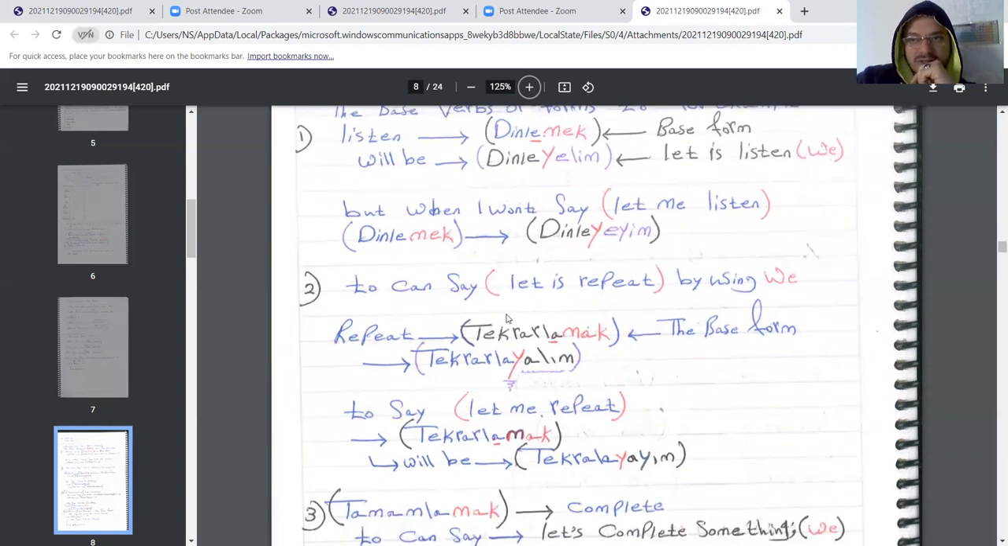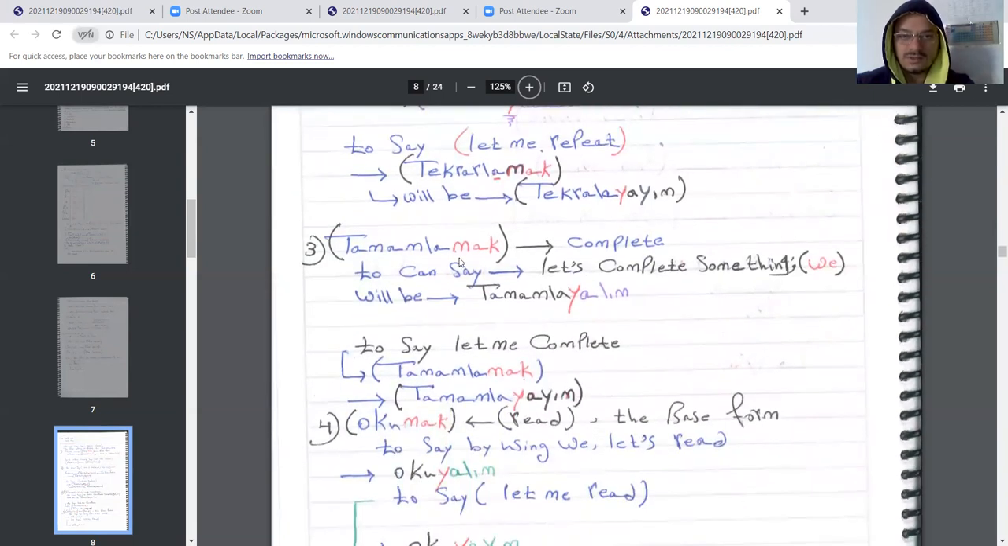To repeat, how can I say, let me repeat, let's repeat? Tekrarlamak, because here we have a heavy vowel letter, it will be tekrarlayalım. Let's repeat. And let me repeat will be tekrarlayayım. Tamamlamak, let's complete will be tamamlayalım, and let me complete, tamamlayayım, without L.